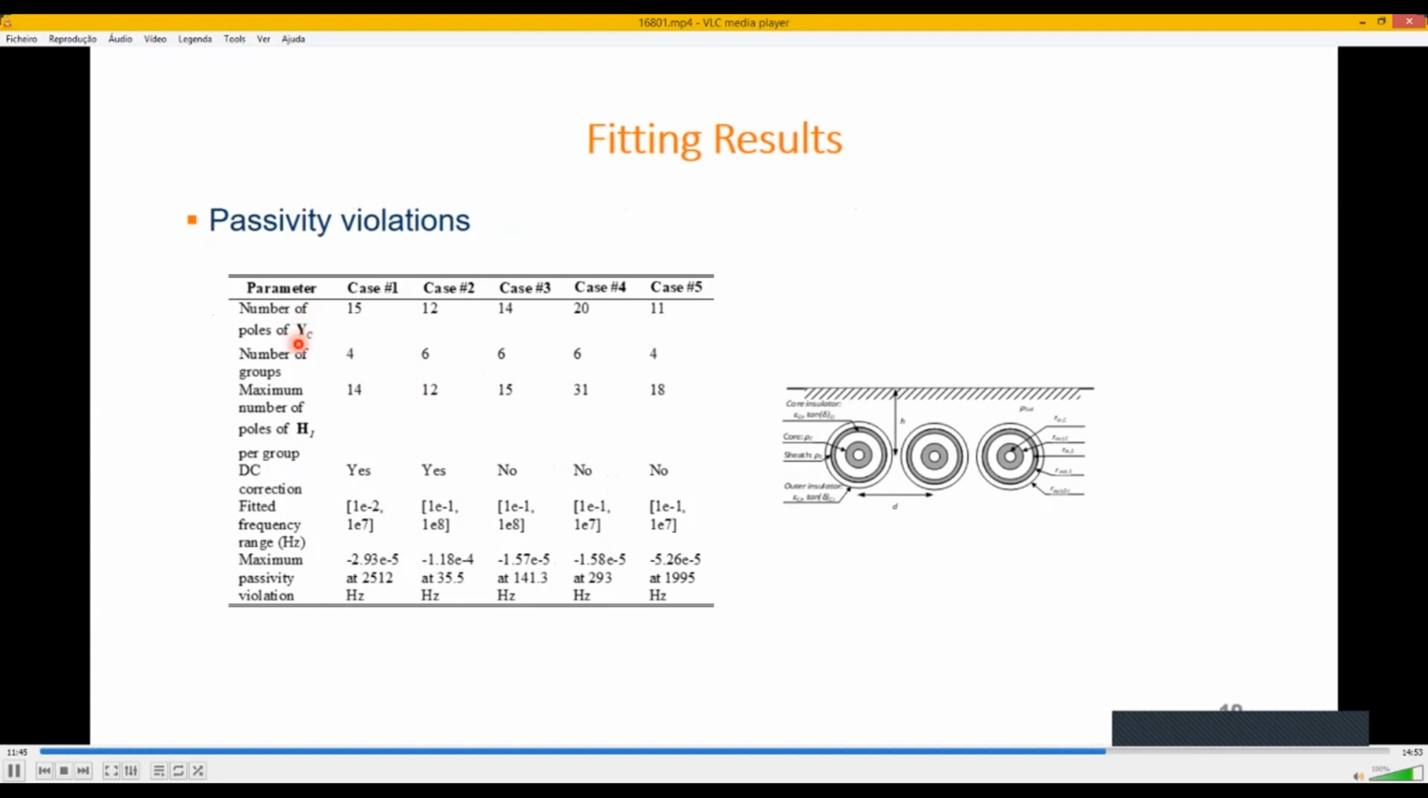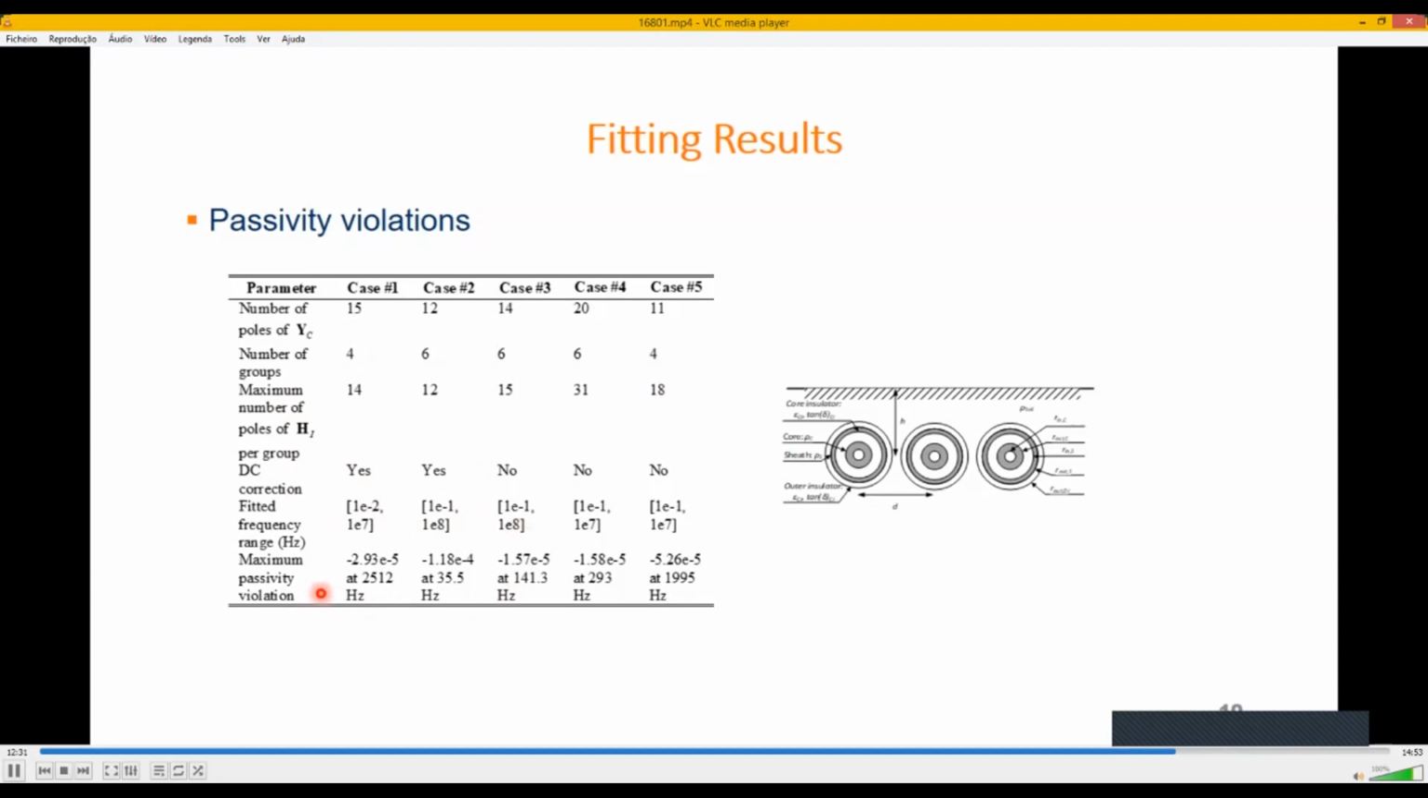Here we can see that the number of poles of characteristic admittance varies between 11 and 20. Here I can see the number of groups related to the fitting of propagation function, and it varies between 4 and 6. The number of poles goes up to 31. This is the number of poles per group. I only write here the maximum number of poles that I see. And whether I apply DC correction or not to improve the fitting accuracy at low frequencies. I can see the fitting frequency range. It may start from 0.01 Hz and it may go up to 10 MHz or even 100 MHz.